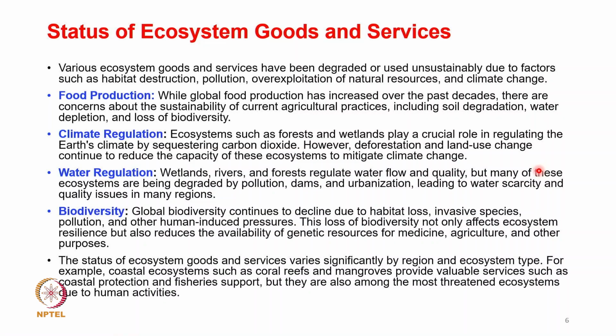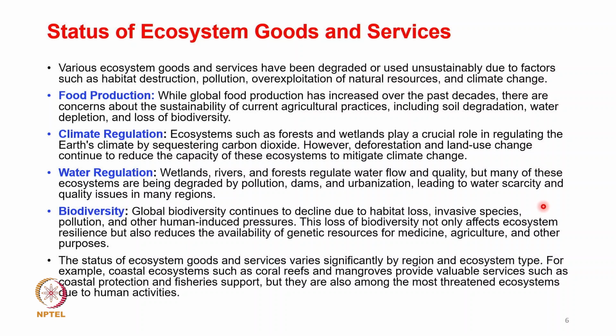Climate regulation. Ecosystems such as forests and wetlands play a crucial role in regulating the Earth's climate by sequestering carbon dioxide. So it absorbs carbon dioxide, and thereby the circulation of carbon dioxide in the environment is lesser, reducing the temperature. However, deforestation and land use change continue to reduce the capacity of these ecosystems to mitigate climate change. So, if there are forests and wetlands available, they would do the climate regulation. But if there are not, what will you do after that?